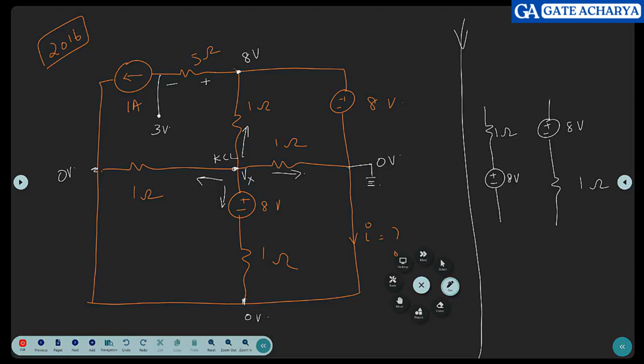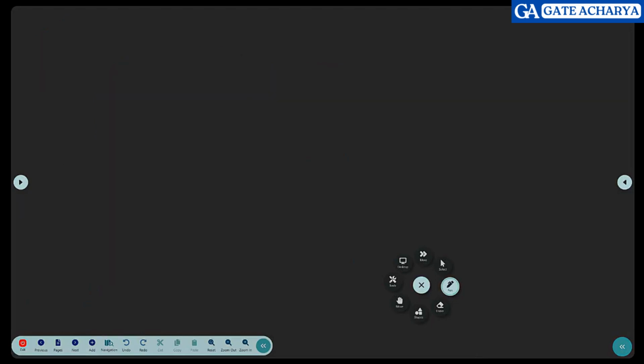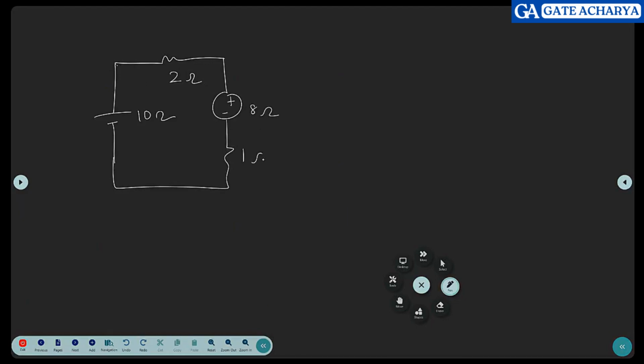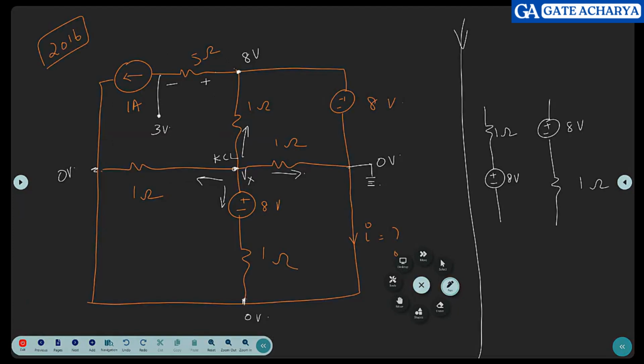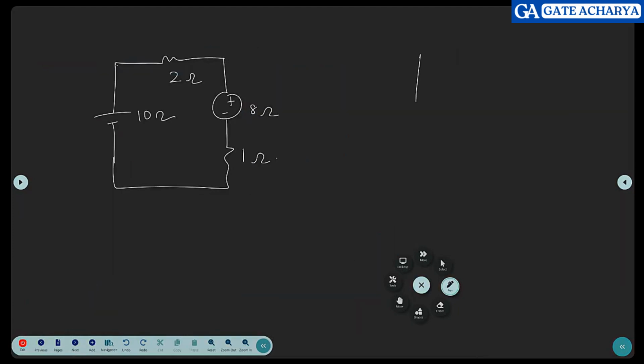We'll think about it. We'll see. Maybe we'll take some other example and then we'll see if that is okay or not. Maybe I'll take an example and then try. Same thing. Say I have 10 volts here, 2 ohms, 8 ohms, 1 ohm. Then another is 10 volts.